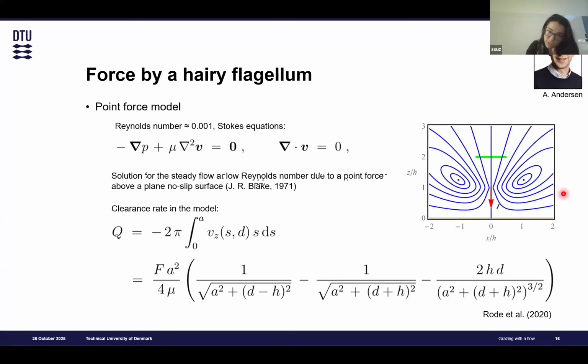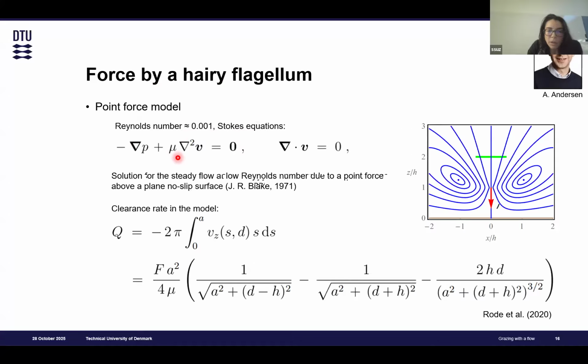In the case of the hairy flagellum, we were able to estimate the force that this flagella is generating, for these different ways of producing this feeding current. We used a point force model, starting with the fact that in a low Reynolds number regime, the Stokes equations that govern are the ones of momentum conservation and mass conservation.